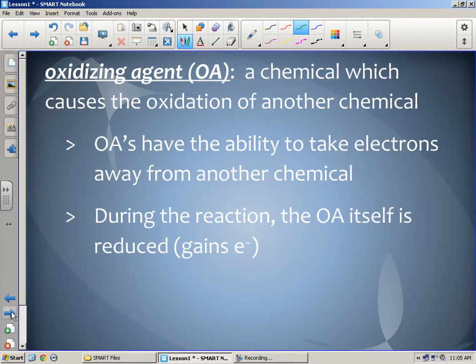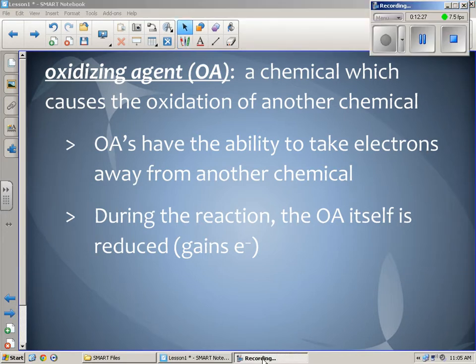Now, this is a very important key term here, and so is the next one. So we're going to talk about oxidizing agents. I'll let you guys copy, and we'll talk about this in a second. All right, oxidizing agent, very important. A chemical which causes the oxidation of another chemical. So the OAs have the ability to take electrons away from another chemical. During the reaction, the oxidizing agent, the OA itself, is being reduced. OAs take, or have the ability to take, electrons from another chemical.